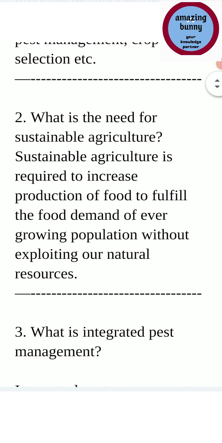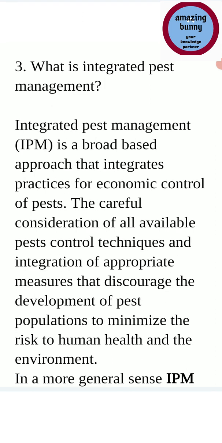Next question. What is the need for sustainable agriculture? Sustainable agriculture is required to increase production of food to fulfill the food demand of ever-growing population without exploiting our natural resources. What is integrated pest management, that is IPM?